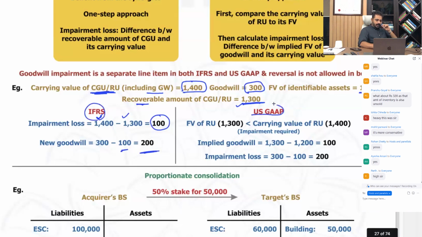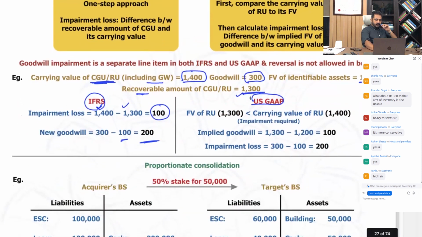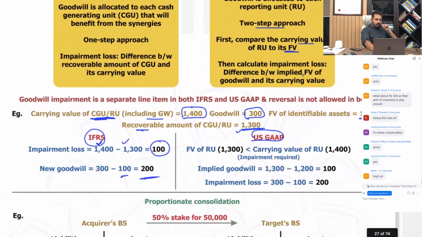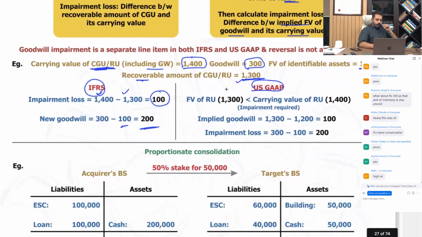US GAAP gets a little technical. US GAAP generally does it in 2 steps. Okay. It says step number 1, compare carrying value to its fair value. Then calculate the impairment loss, which is difference between implied fair value of goodwill and the carrying value. Let me show you. Fair value of reporting unit is 1300, right? That's the market value. And the carrying value of reported unit is 1400, which is your step number 1 in IFRS. Same is a step number 1 in US GAAP, but this step just confirms that yes, impairment is to be charged.